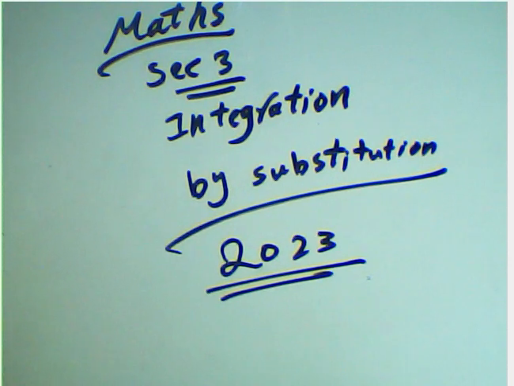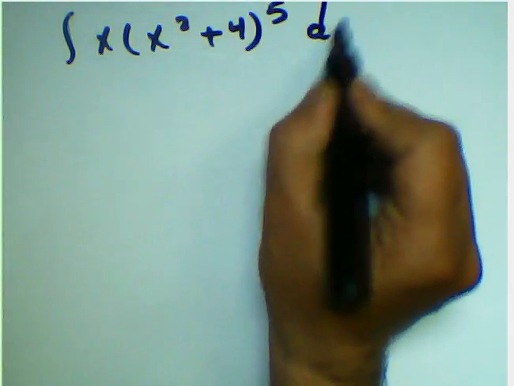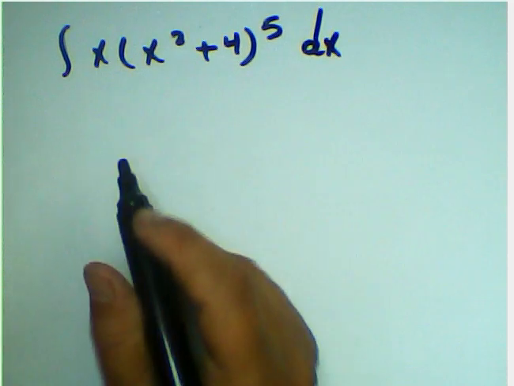Today we'll talk about a lot of questions about integration by substitution this year, okay? Look at this example, number 1. We want to find the integration of x multiplied by (x power 2 plus 4) all power 5 dx. We can find the integration by two methods.